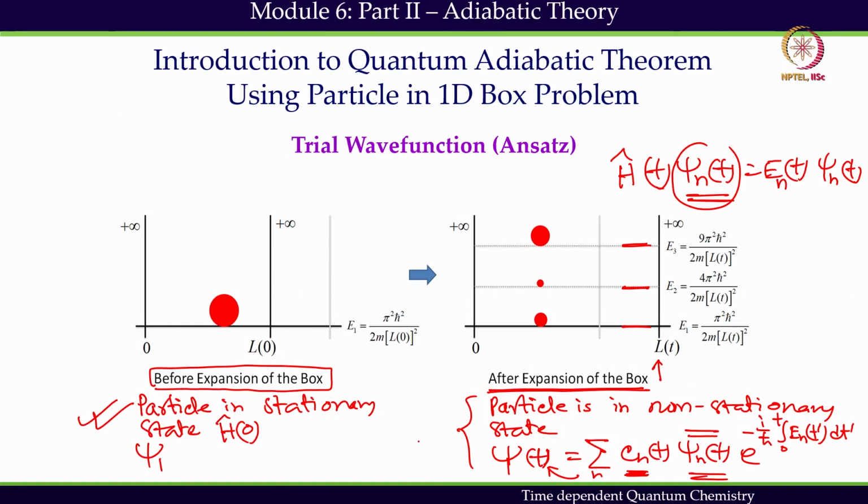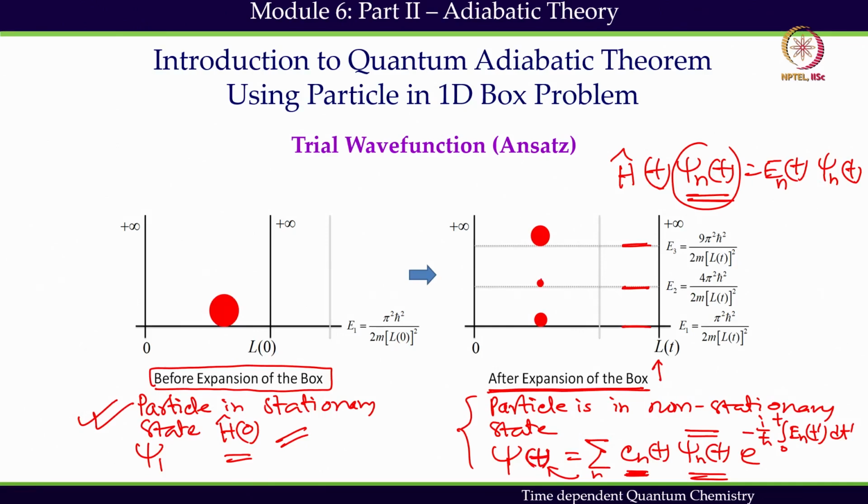So what we are saying is that just before the expansion, it was in the stationary state, and the stationary states are given by H naught. But immediately after the expansion, we cannot give more time after the expansion. It is just exactly immediately after the expansion of the box, the particle is in a non-stationary state, which means that I may have population in different states. That's why it is non-stationary.